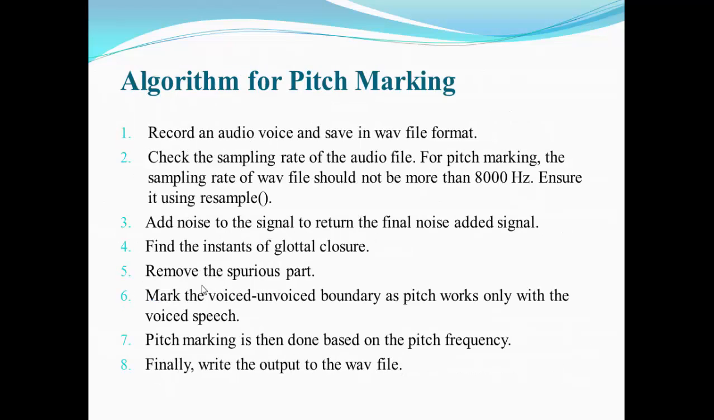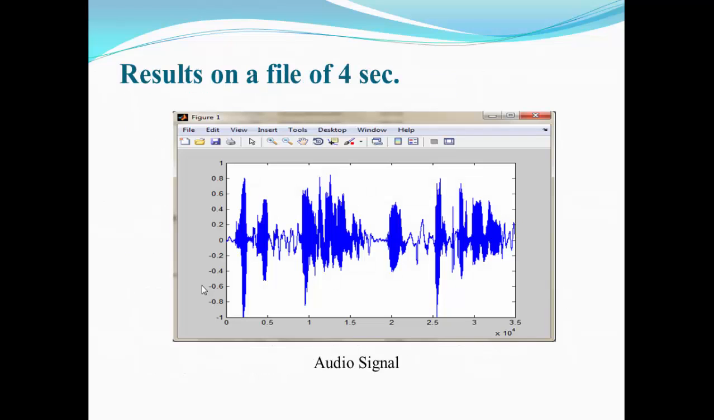Now the algorithm used. First of all, an audio voice is recorded and saved in WAV file format. Then its sampling rate is checked, because the sampling rate should not be more than 8000 Hz. Then noise is added to the signal. Then instants of glottal closure are found and the spurious part is removed. Then the voiced-unvoiced boundary marking is done because the pitch doesn't work with the unvoiced part. Then pitch marking is done, and finally the output is written to the file.